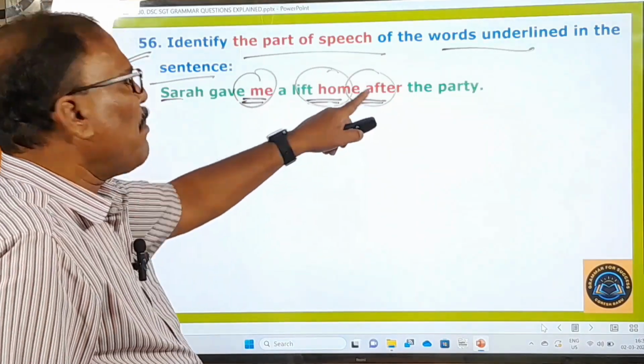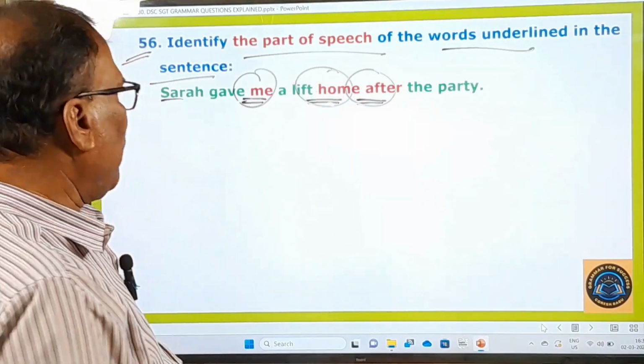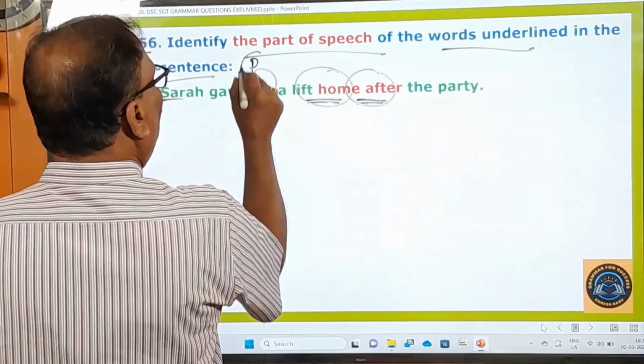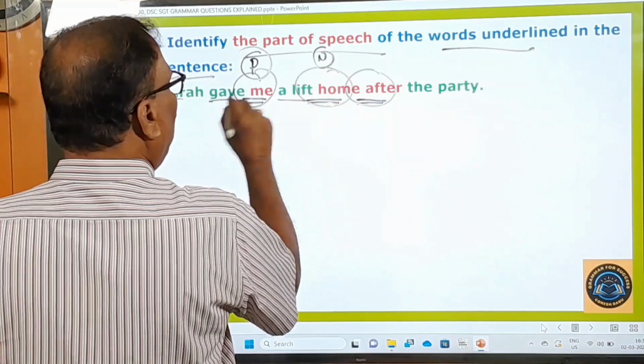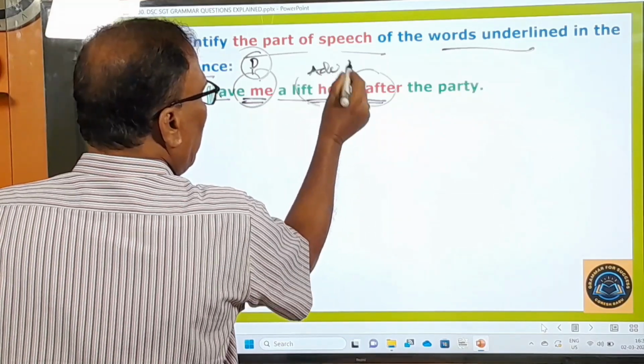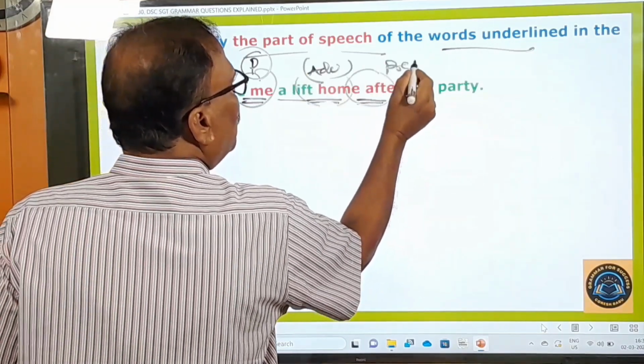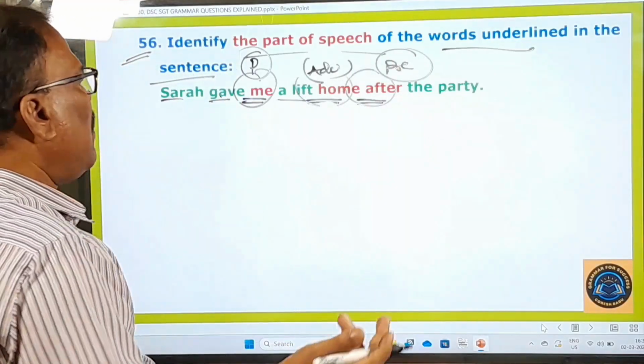These are the words, the parts of speech of which you have to identify. So me means it is a pronoun. All of you know very well. Here home is actually a noun, but it is used after a verb. Therefore it is what? An adverb. After is a preposition. Okay, and there ends the problem.